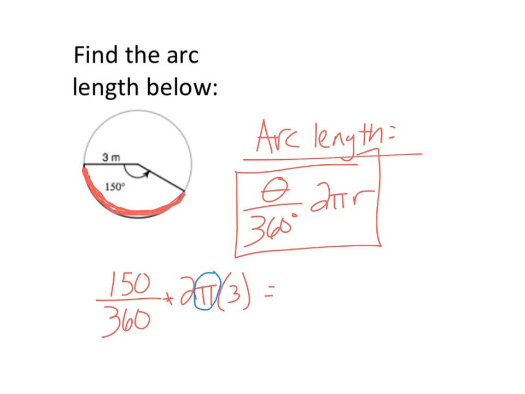And so if I took 150 divided by 360, multiplied that by 2 times 3, and I get 2.5, or as a fraction, 5 pi over 2. And since it's a length, our units would be meters. If you had the decimal answer to that, multiplying by pi, that gives me a decimal answer of 7.853 meters.